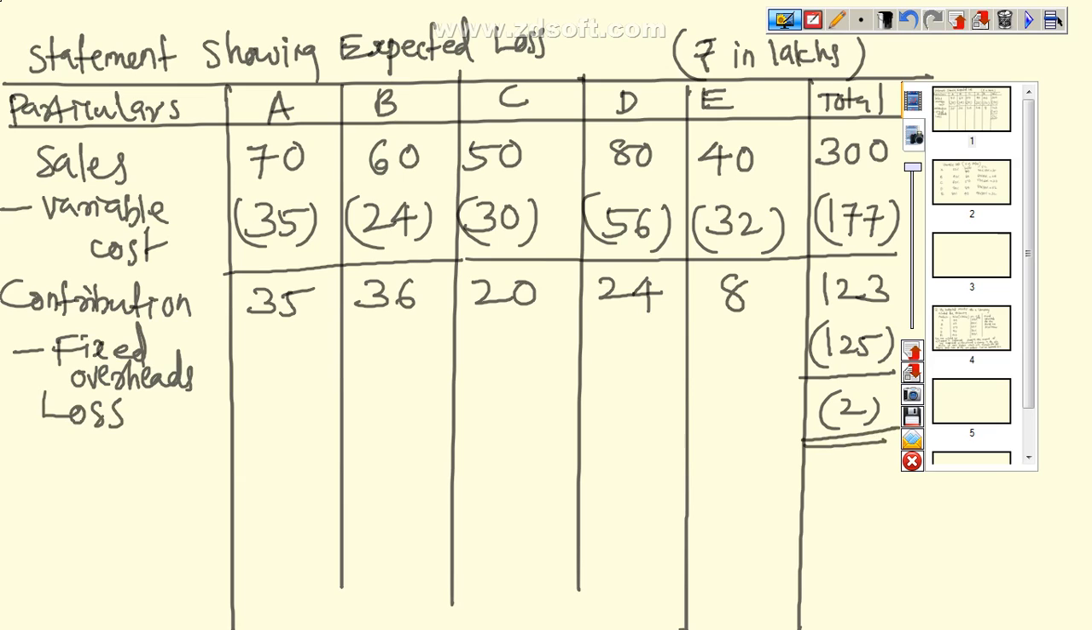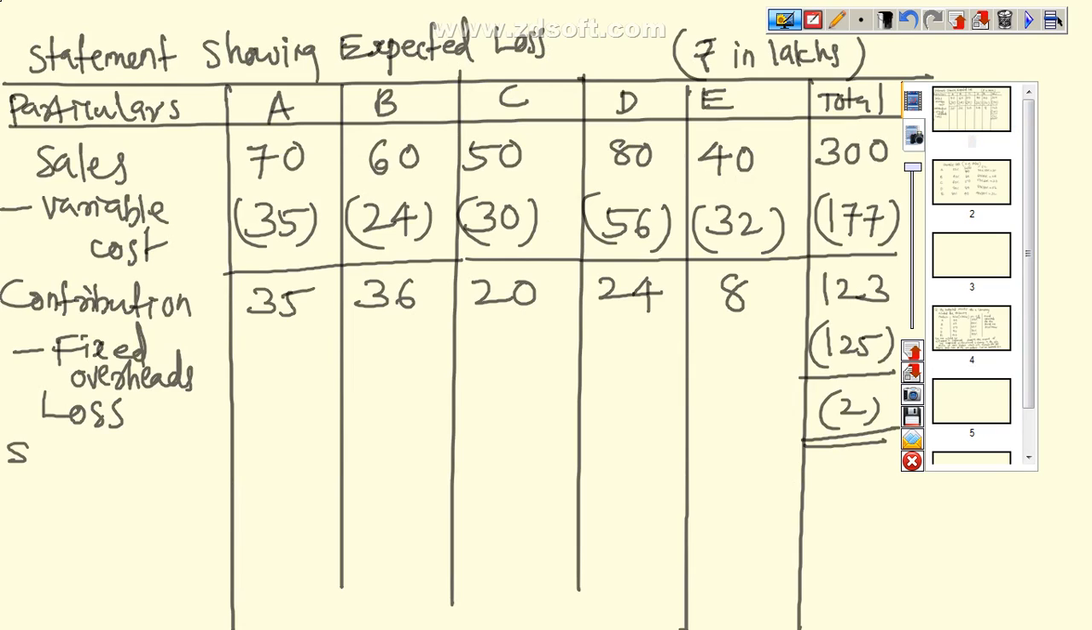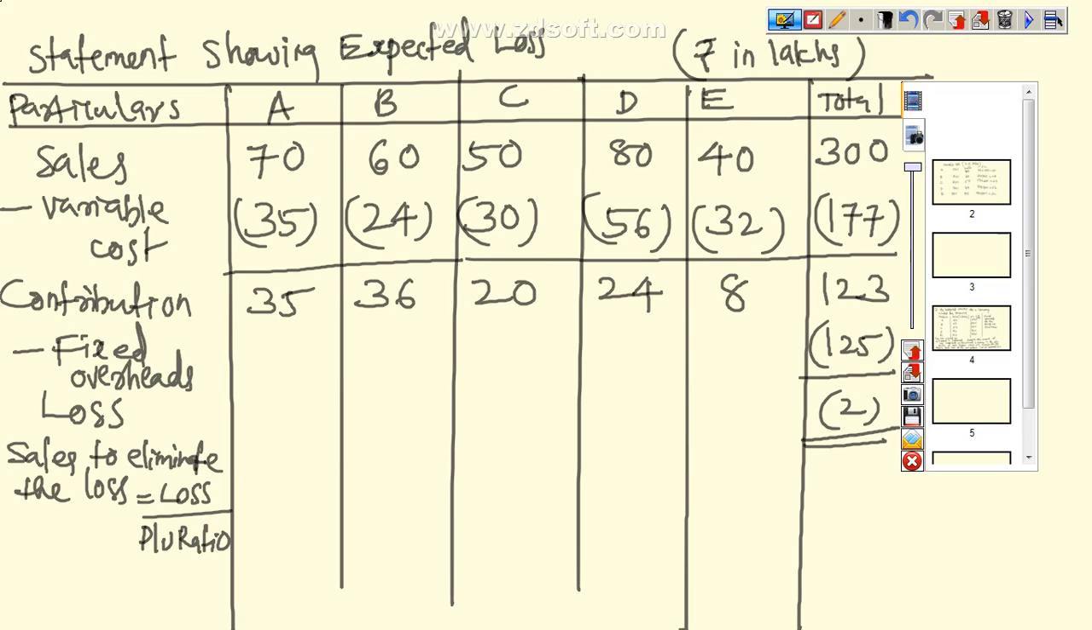First part is over. After this, according to the question, recommend a change in the sale volume of each product which will eliminate the loss. So we have to apply the formula: sales to eliminate the loss is equal to loss upon PV ratio. So first we calculate PV ratio.